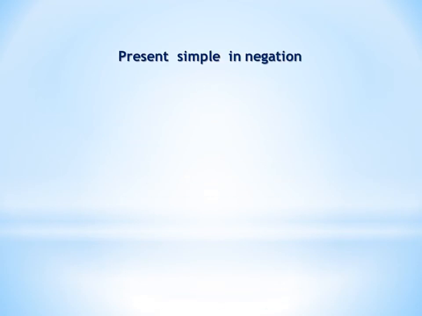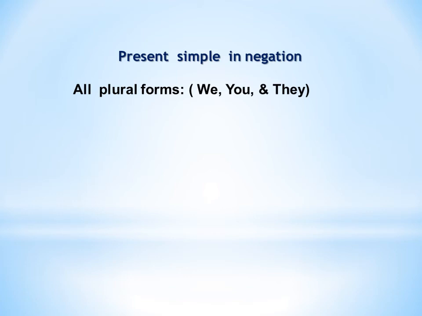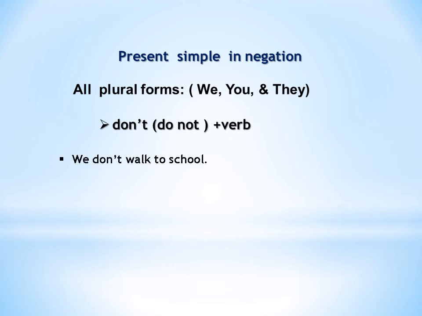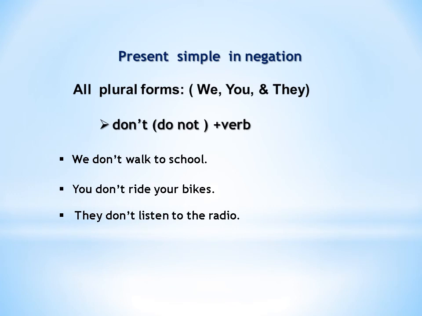The same with all plural forms we, you, and they. We also use the auxiliary do plus not, don't, and the main verb is in the infinitive form. For example, we don't walk to school. You don't ride your bikes. They don't listen to the radio.